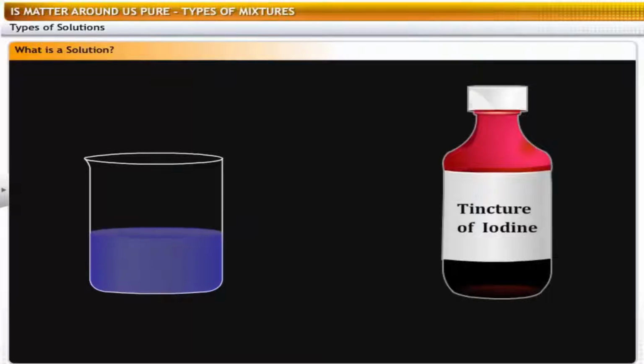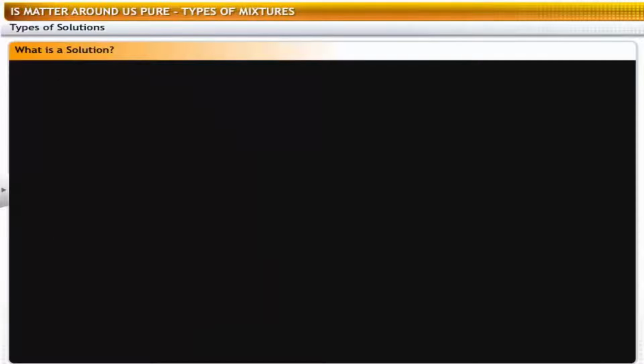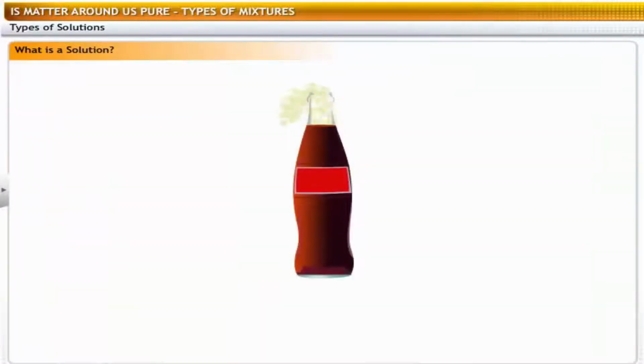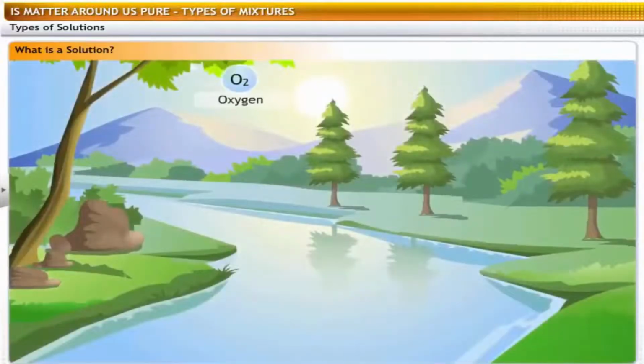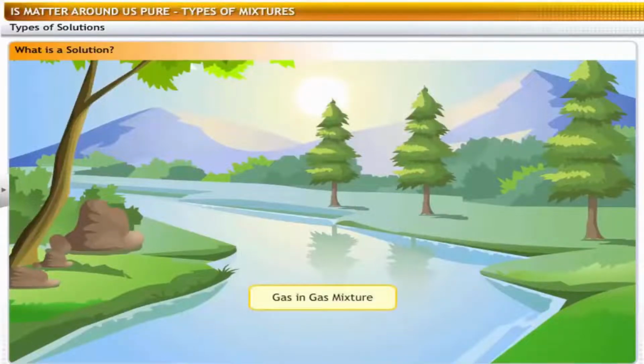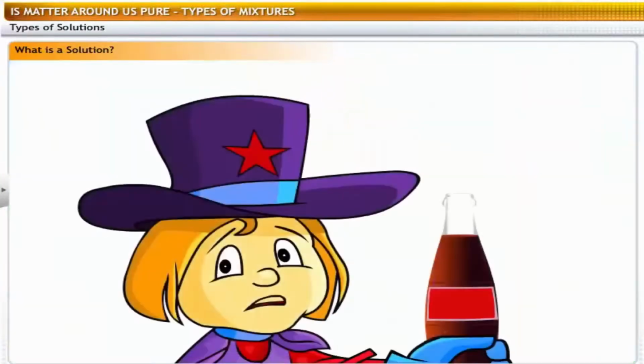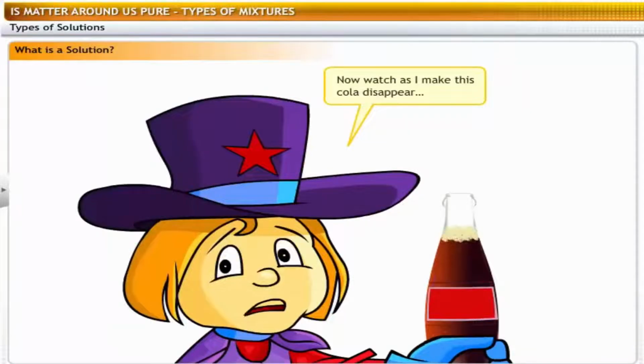This is an example of a solid in a liquid solution. An aerated drink is a gas in liquid solution, where carbon dioxide is the solute and water is the solvent. Air is a homogeneous mixture of a number of gases. It is an example of a gas in gas mixture. Now watch as I make this cola disappear.